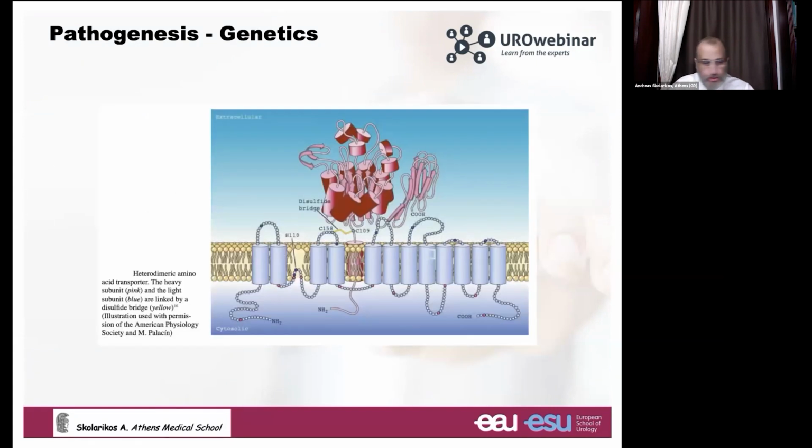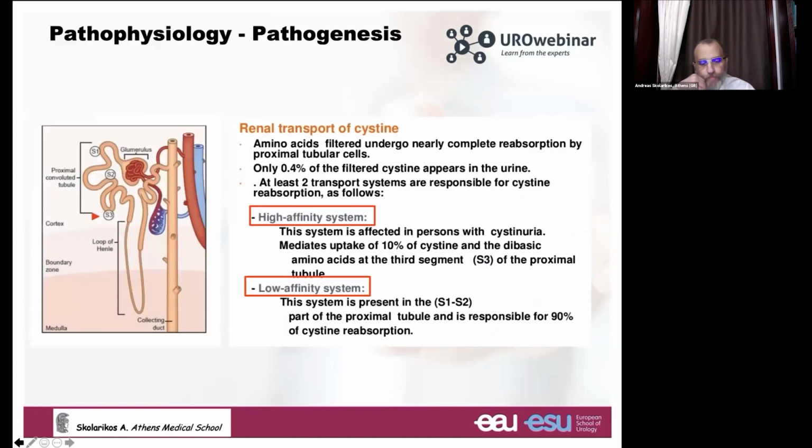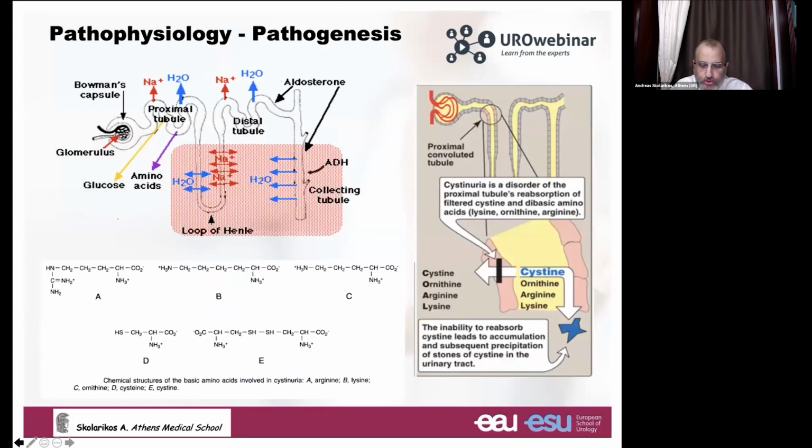There are two transport systems in the proximal convoluted tubule: the high affinity system at the third segment of the proximal tubule, mediating 10% of the cystine uptake, and the low affinity system at the first and second segments of the proximal tubule, mediating 90% of cystine reabsorption. When the system is faulty, urine cystine concentration increases to supersaturation, and crystals form and aggregate to cystine stones.